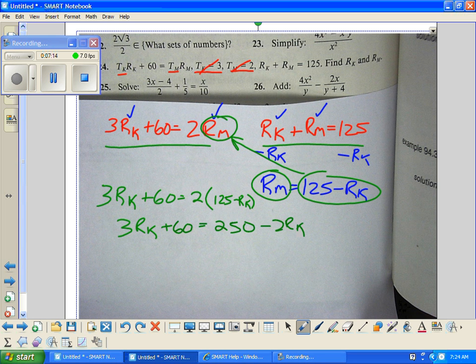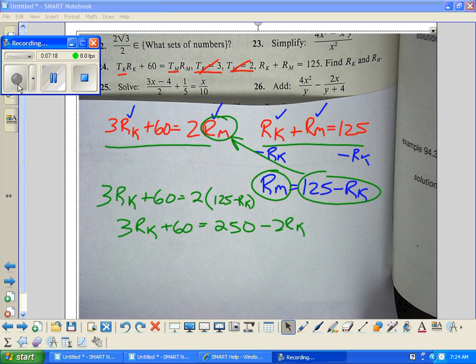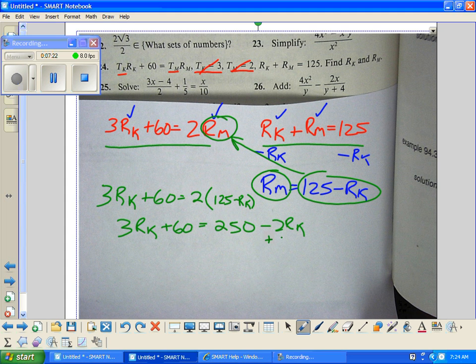I get this. And I move Rk to the other side by adding 2Rk to both sides. And I'll subtract 60 at the same time. I'll get 5Rk equals 190. I'll get Rk equals 190 over 5.